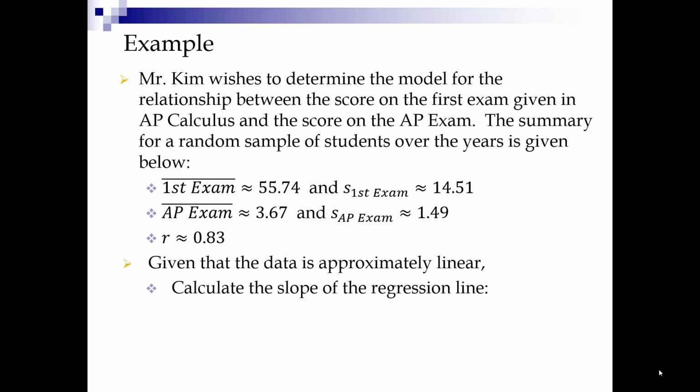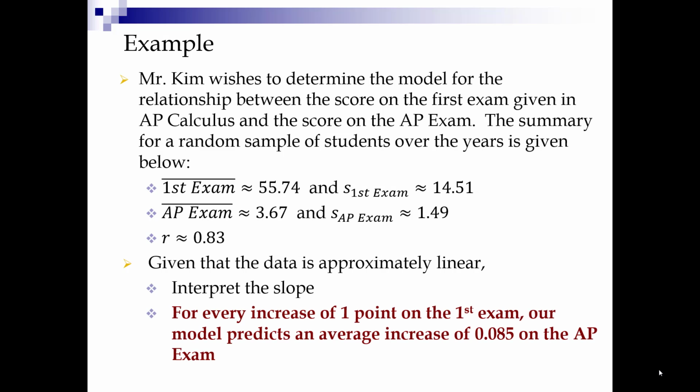So in order to do that, we're going to use our formula. b equals the correlation r times the standard deviation of y divided by the standard deviation of x. So in this case, it's going to be 0.83 times 1.49 divided by 14.51, which is approximately 0.085. So let's go ahead and interpret the slope. For every increase of 1 point on the first exam, our model predicts an average increase of 0.085 on the AP exam.